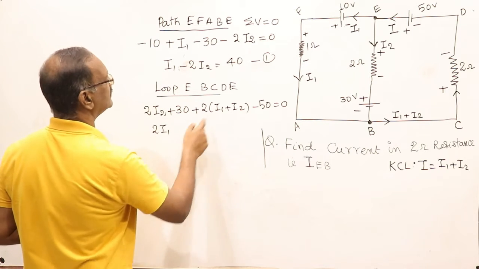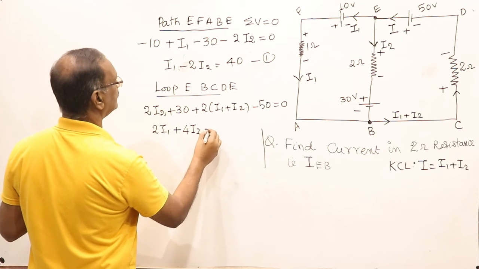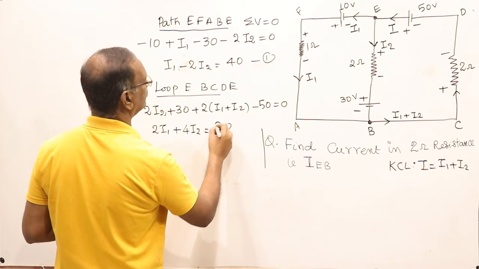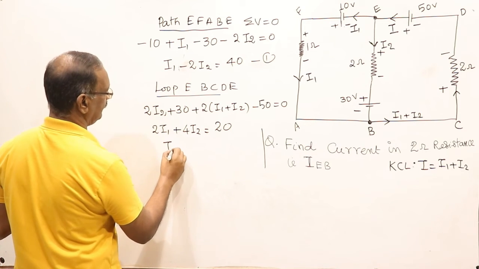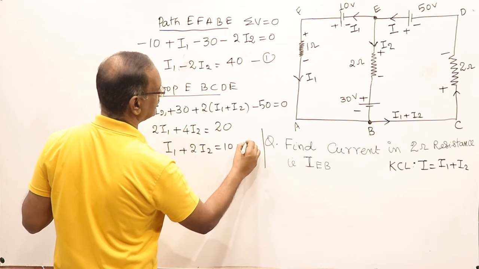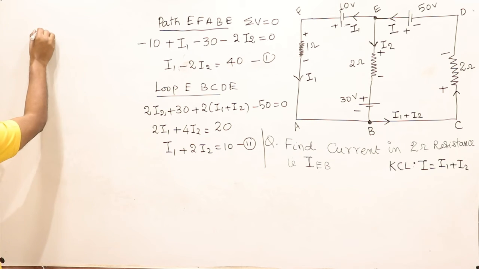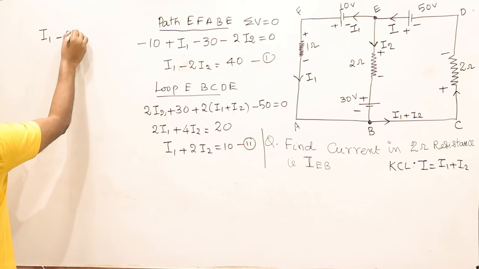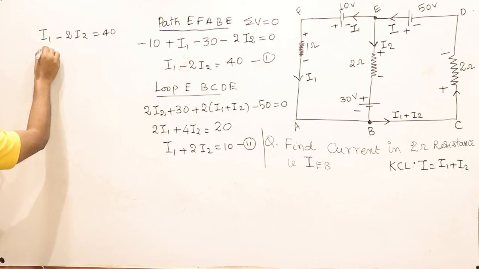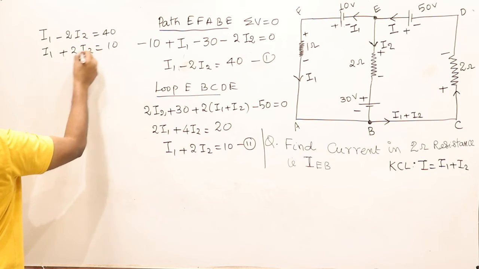How many is it? This is 2 plus 2, 4I2 is equal to 50 minus 20. Minus 20 will become plus 20, that is I1 plus 2I2 is equal to 10. This is the second equation. So what is the first equation? First equation is I1 minus 2I2 is equal to 40. Second equation, I1 plus 2I2 is equal to 10.